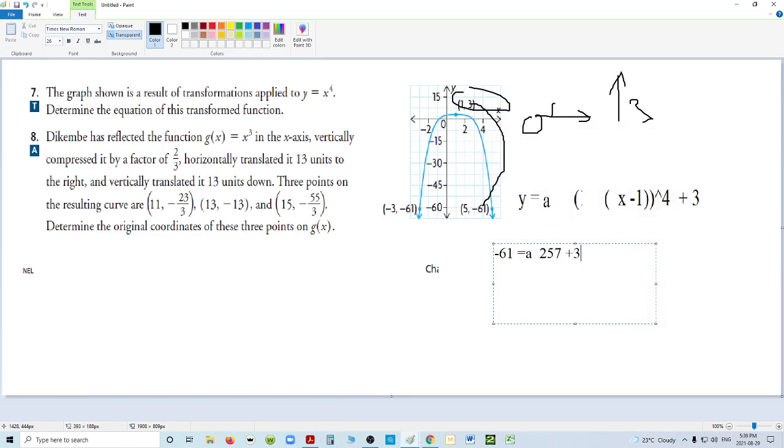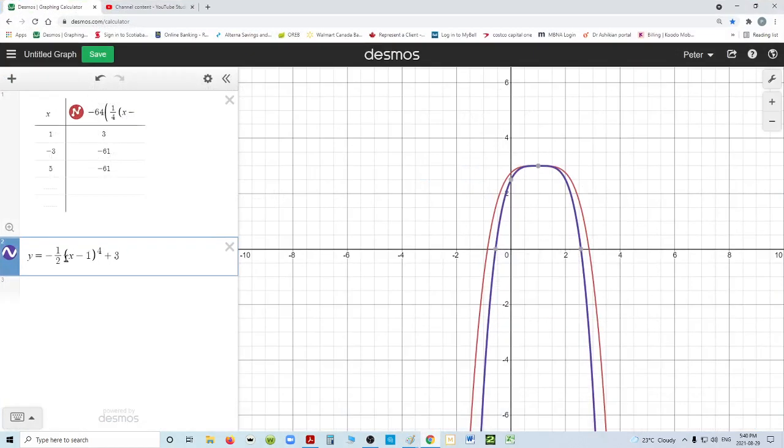Plus 3. 256a plus 3. So I still get 64 is equal to 256a. And then a is equal to a quarter, not a half. And it's negative a quarter, because that's negative here. So I just did a calculation error. So if I put in a negative quarter here, look at that. It's the same graph. And you might say, well, how come? And that's because I've just accounted for everything with a vertical compression.